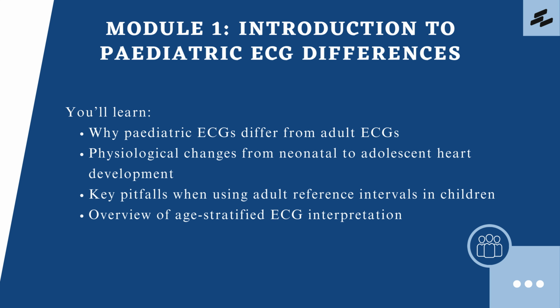Module 1. Introduction to Pediatric ECG Differences. In this module, we begin by looking at the fundamental differences between pediatric and adult ECGs. Children's hearts undergo significant developmental changes, and these directly affect the ECG. For example, newborns are right heart dominant, which produces right axis deviation that would be abnormal in adults but is normal in neonates. As children grow, left ventricular dominance develops and the axis shifts accordingly.